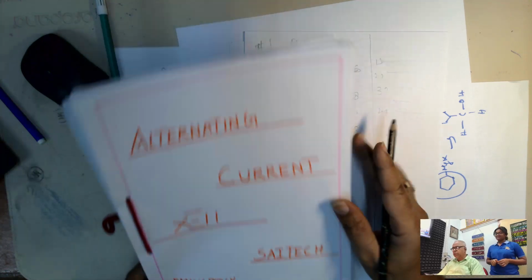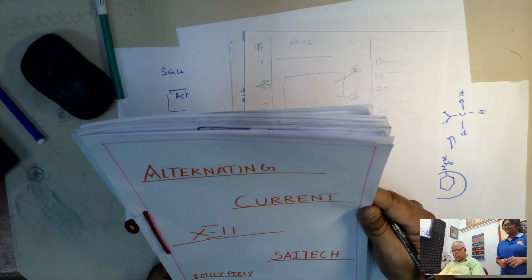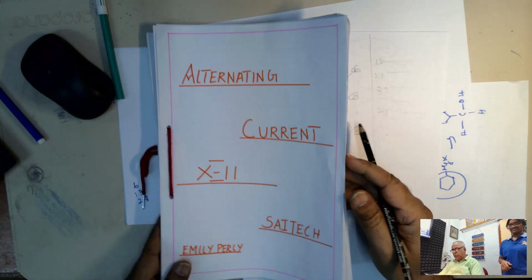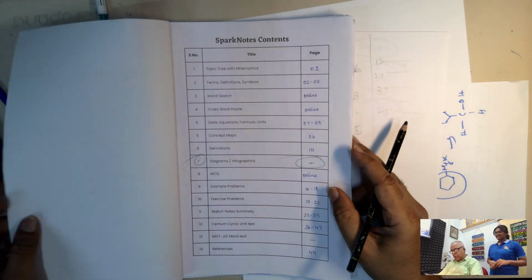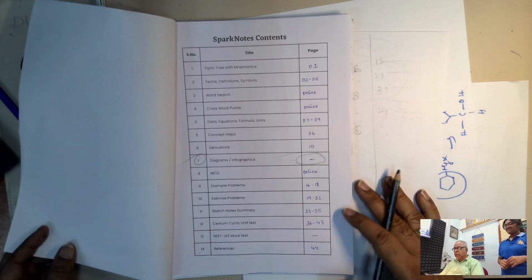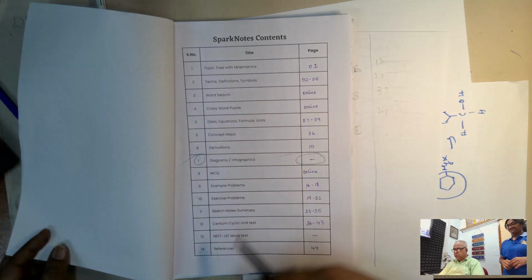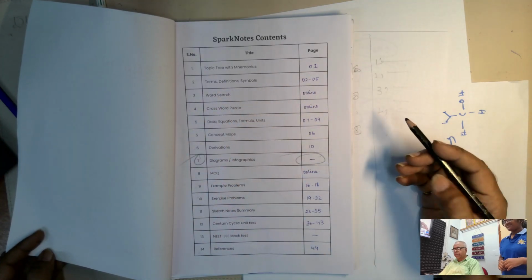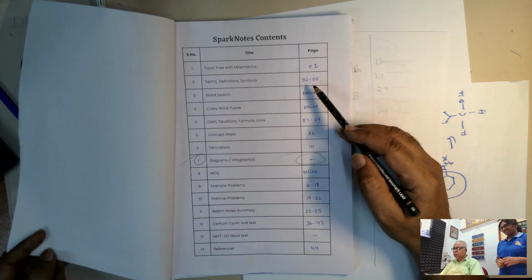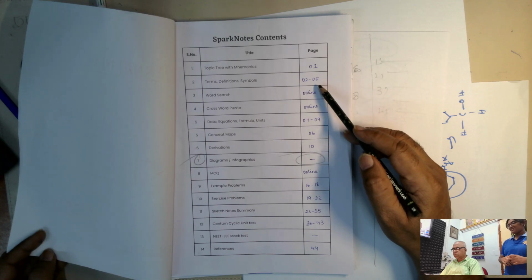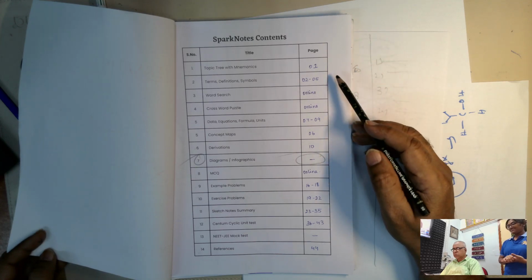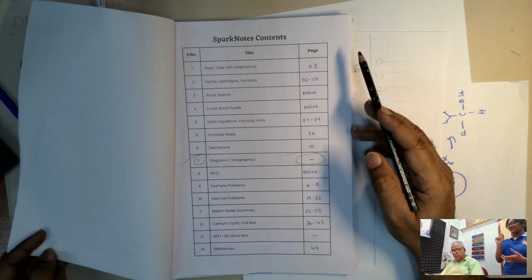Emily, you have done beautifully this Spark Notes in alternating current. Have you followed our template and is it as per our Spark Notes content? Yes, sir. Okay, so can you explain all these things? The first one is topic tree with mnemonics, sir. Okay. It includes all the main topics in the chapter, not the subdivisions. Sure. And a mnemonic with each of the starting letter.